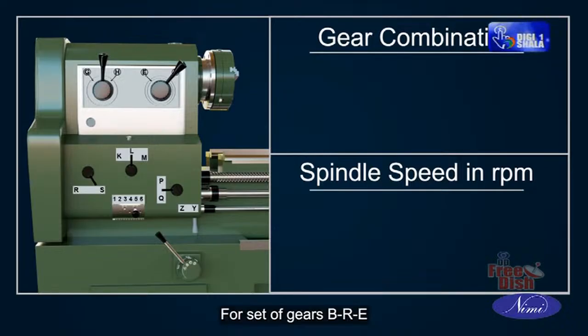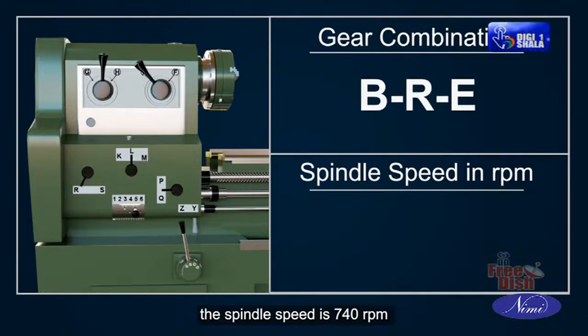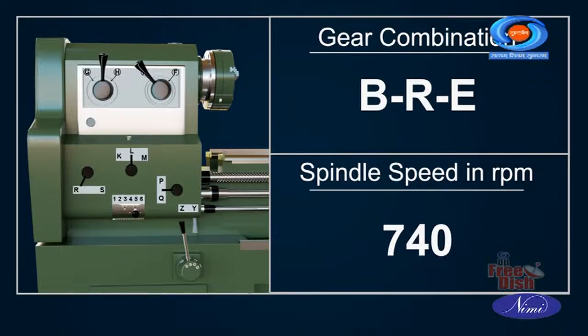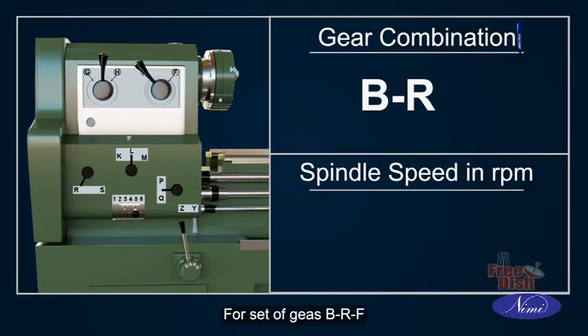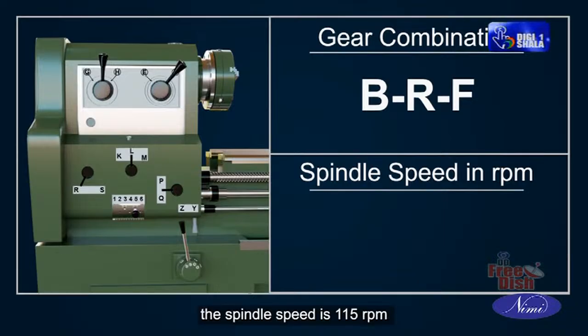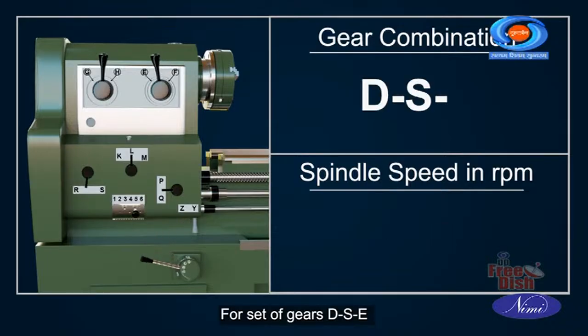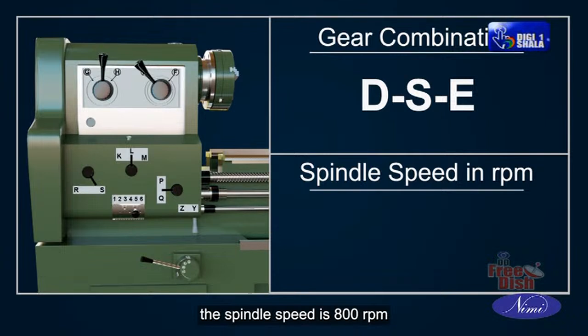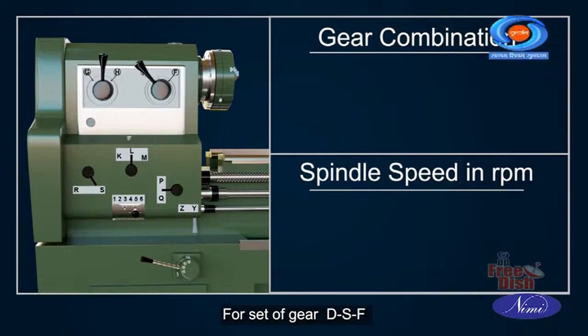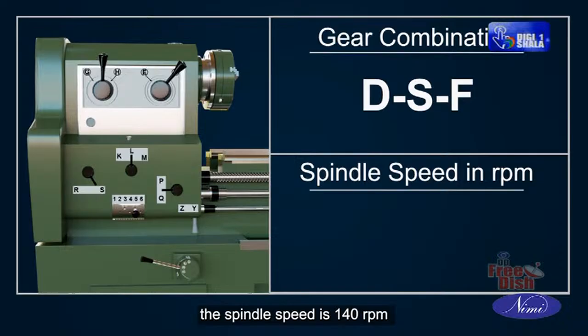For set of gears BRE, the spindle speed is 740 RPM. For set of gears BRF, the spindle speed is 115 RPM. For set of gears DSE, the spindle speed is 800 RPM. For set of gears DSF, the spindle speed is 140 RPM.